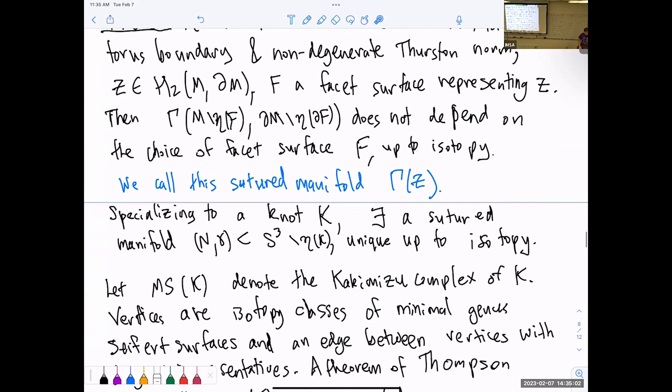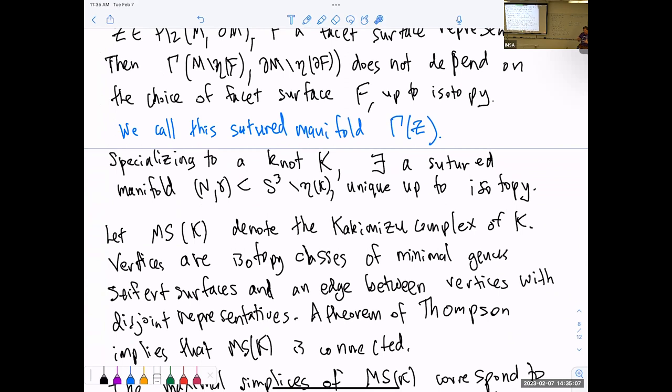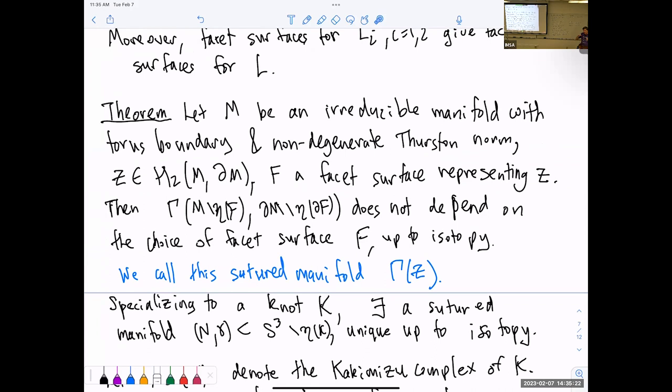Specializing to a knot, there's a sutured manifold sitting inside of any knot, or maybe oriented link complement as well, that's unique up to isotopy. What this is telling you is that Gabai was constructing sutured manifold hierarchies to create taut foliations, and there are a lot of different choices of how you cut at each stage.